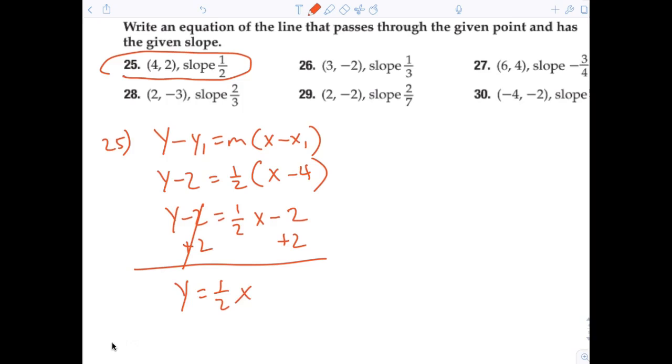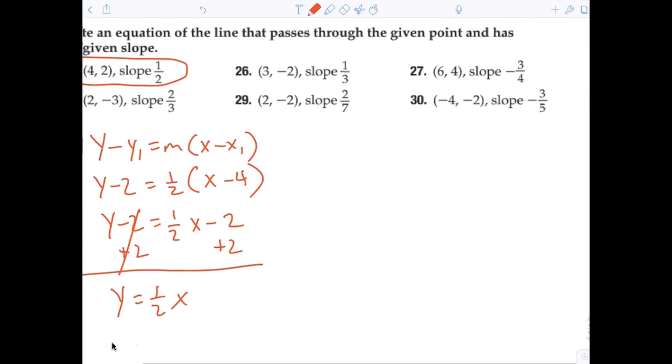Pat yourself on the back. Good job. Well done. Perfect. Easy. Simple, simple, and simple. All right, Emily, you're up. Which one? 27. Okay.